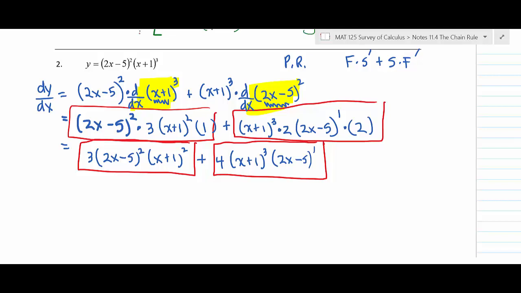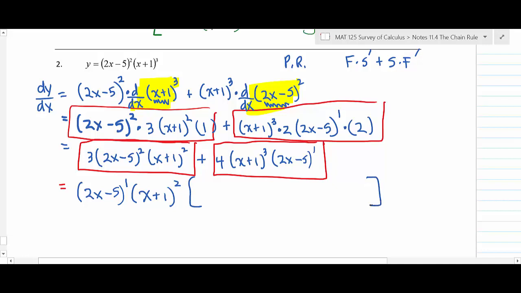Okay, so what you want to do next is this. You want to go through and write that common factor. Now 3 and 4 don't have a common factor, so don't worry about that. So we'll have 2x minus 5 to the first, and then x plus 1 to the second, and then you can draw like a big bracket. Okay, like that.